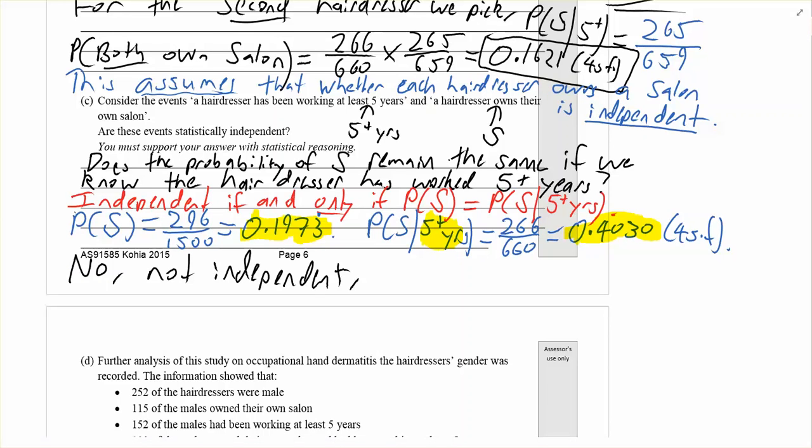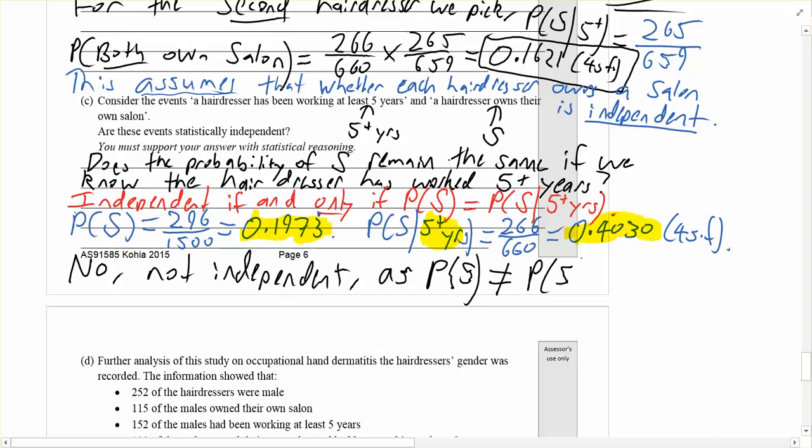And the evidence for that is the probability of owning your own salon is not equal to the probability of owning your own salon if you've been working 5+ years. And that's the answer to the question. We've got our answer and we've also got our evidence to back it up.